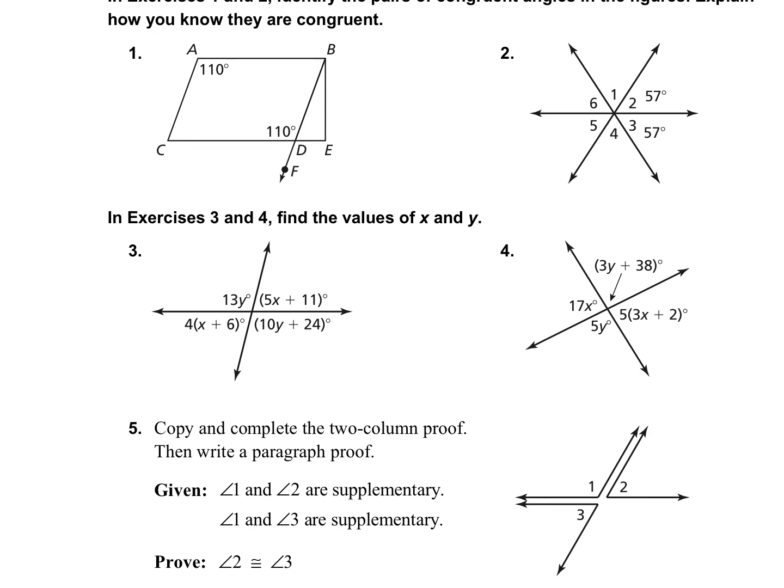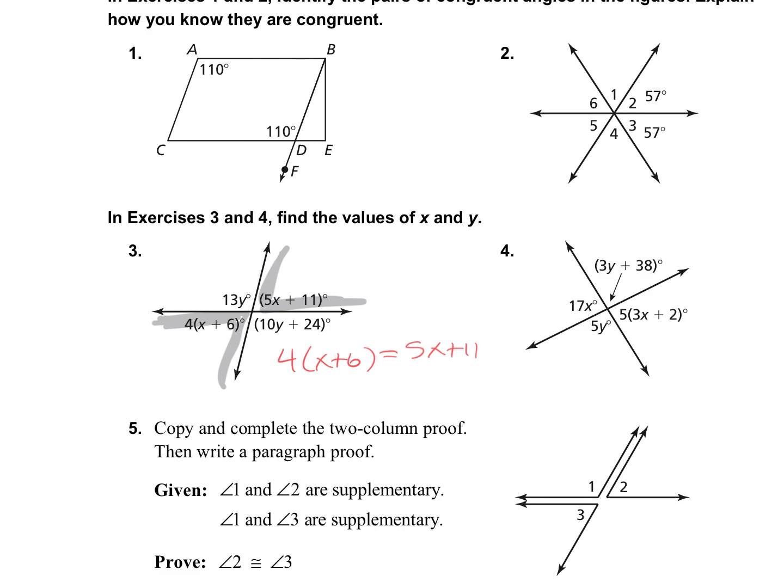So for example, on number 3, notice if I want to find the value of x, my x variables are included in these 2 angles. Notice these 2 angles that I just highlighted are vertical angles. So to find the value of x, you would set 4 times x plus 6 equal to 5x plus 11, and then solve for x. Same thing for the y in this case.